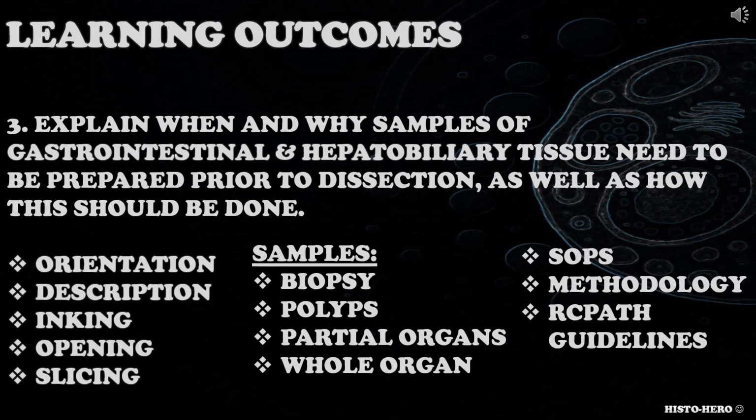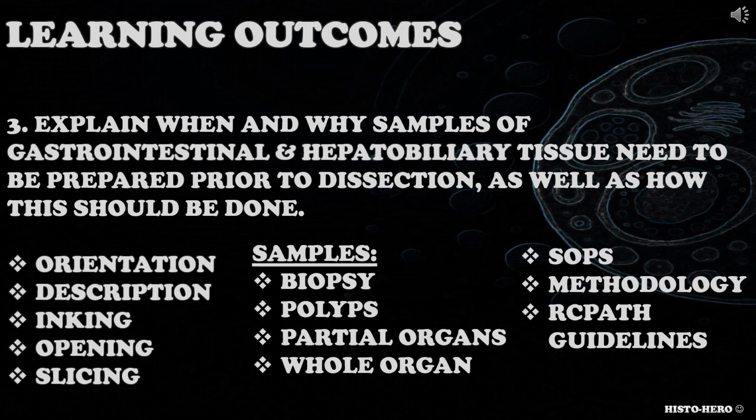The third learning outcome is for the candidate to explain when and why samples of gastrointestinal and hepatobiliary tissue need to be prepared prior to dissection, as well as how this should be done. How are gastrointestinal and hepatobiliary samples prepared prior to dissection?